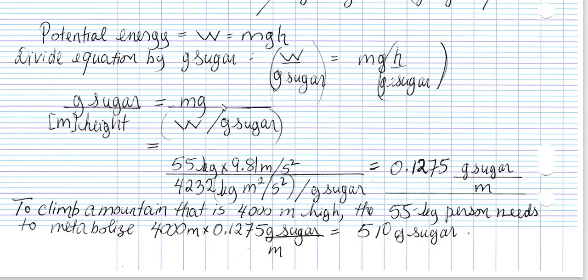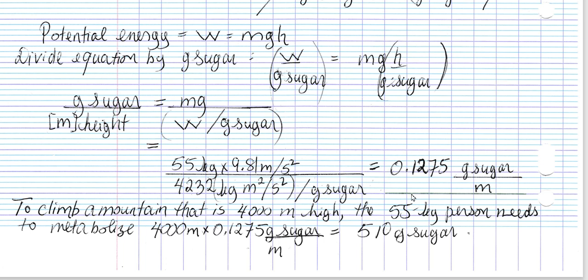So now I can just plug in the values. mg: 55 kilograms, g: 9.81 meters per second squared. The work that's available upon the combustion of 1 gram of sugar, 4232 kilogram meter squared per second squared per gram of sugar, will give me what? Will give grams of sugar per meter. Okay, grams of sugar goes up here, then it's per meter, because meter divided by meter squared is 1 over meter, and that is 0.1275 gram of sugar per meter.